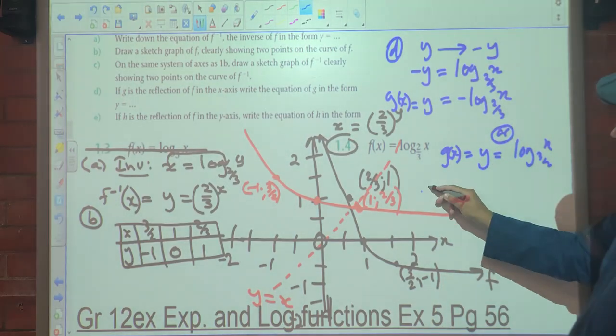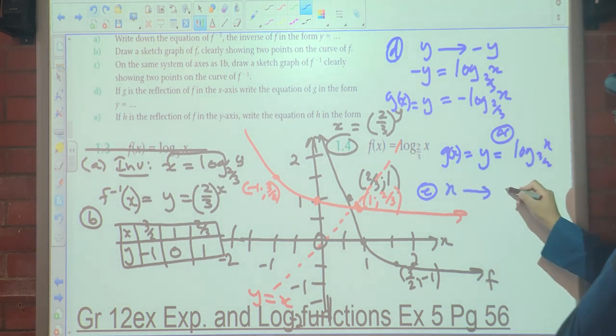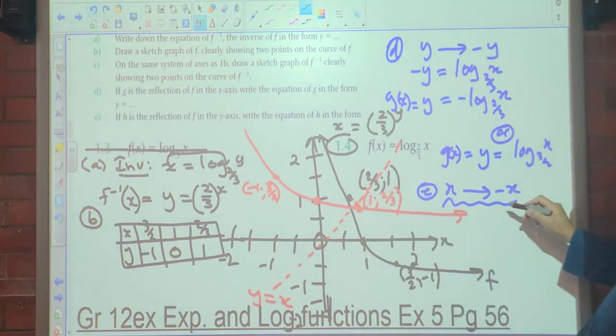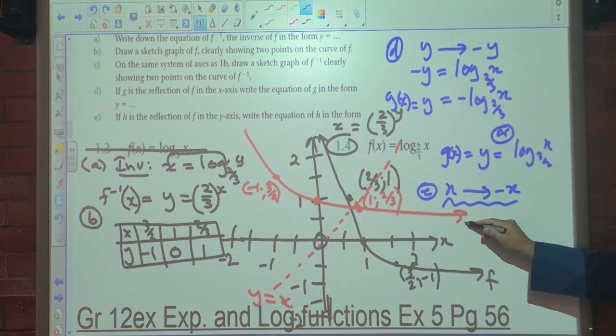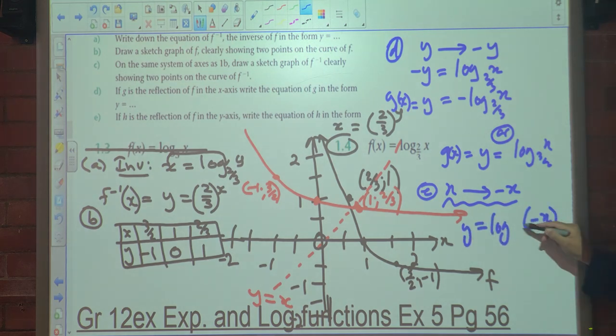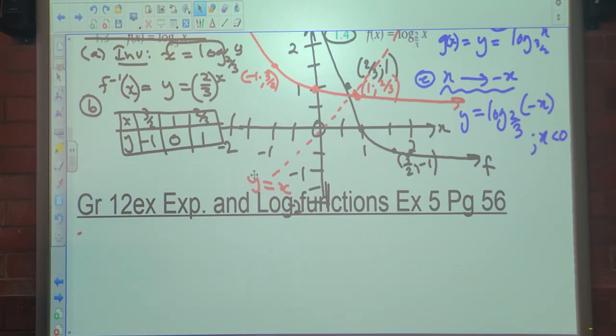So let's look at f of x reflected in the y-axis. X becomes negative. Okay, so it's simply y is equal to log minus x base 2/3. Okay, and of course x must be negative. X must be less than 0. Okay. Any confusion there? Alright.